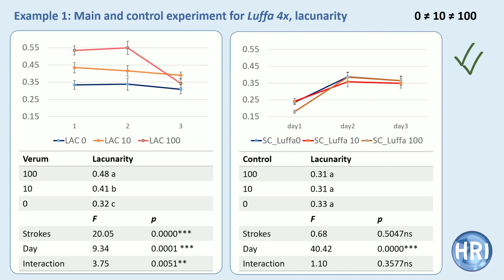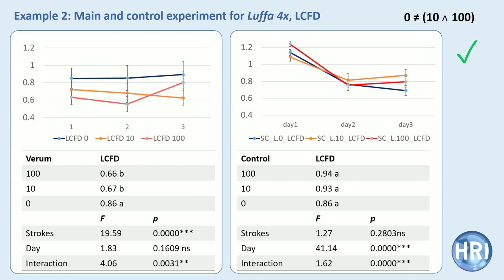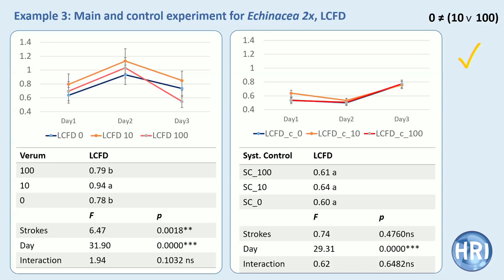The next type of result is when only one variant differs significantly from the other two variants, and then you can see one gray arrow. As also, it can happen that one of the succussed samples differs significantly from the other two, but the unsuccussed and one of the succussed don't differ between each other, and then you have a yellow arrow.